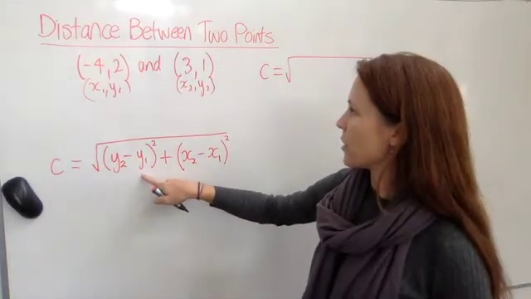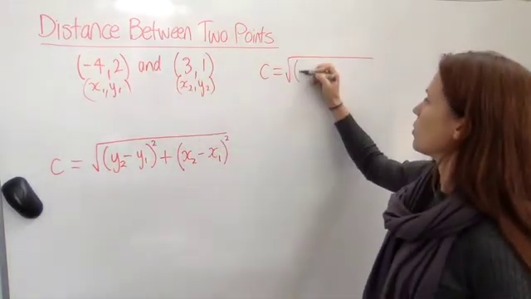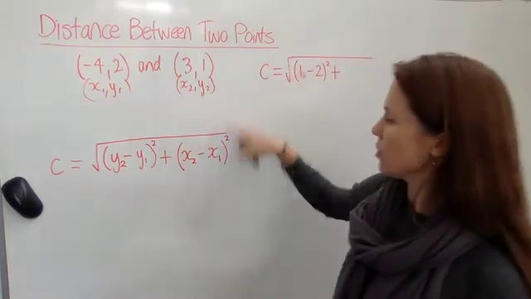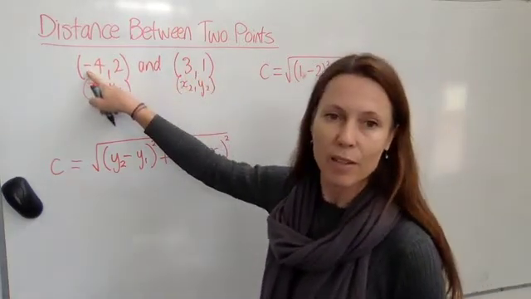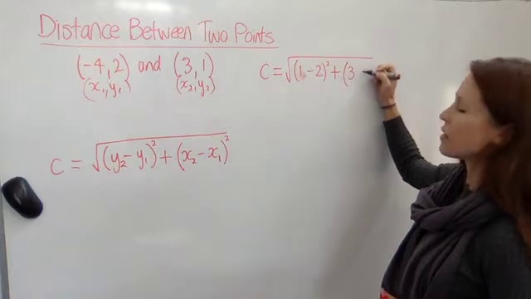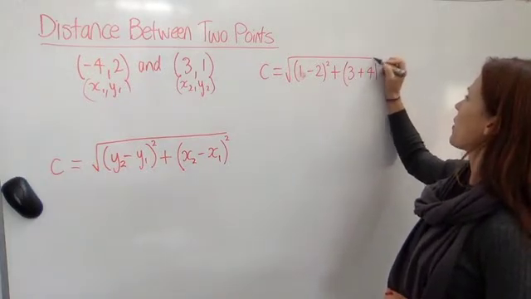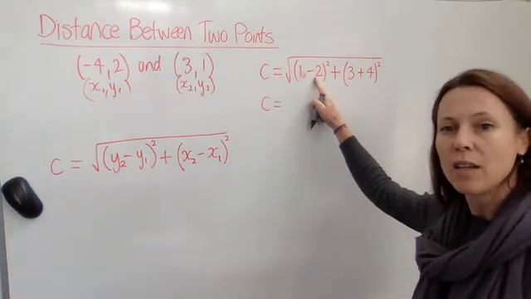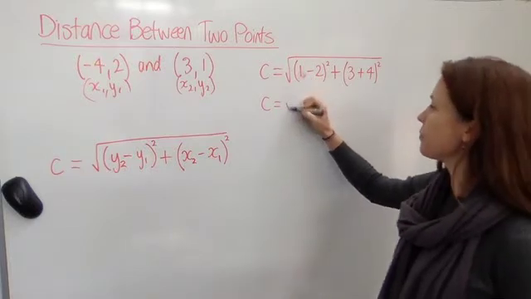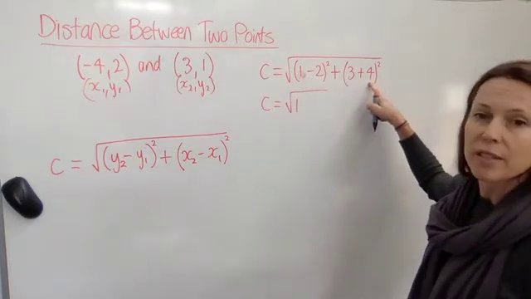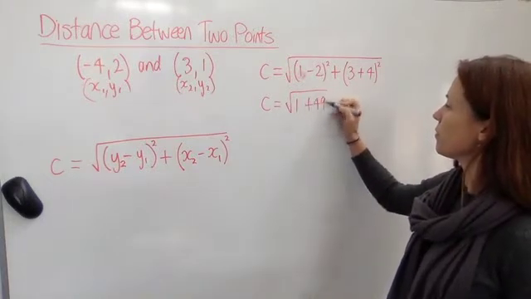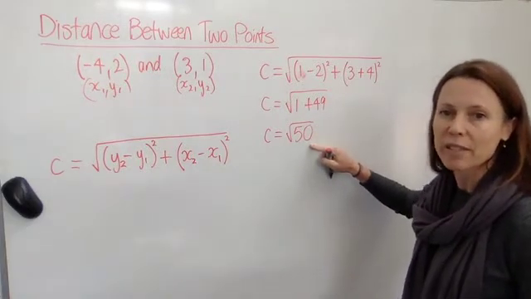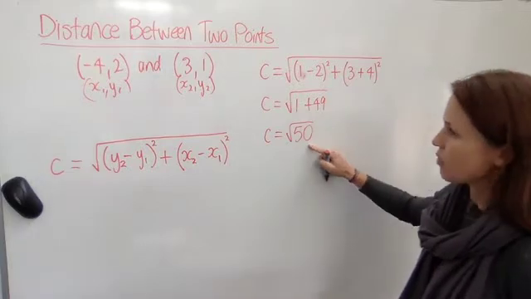All we need to do is y2 minus y1, so that'll be 1 minus 2, and square it, and then add it to x2 minus x1, that's 3 minus minus 4. Now 3 minus minus 4 is actually 3 plus 4. So I'll write that in, I can do that part in my head. And now we can figure out what we've got. 1 minus 2 is minus 1, and when you square minus 1 you get 1. And 3 plus 4 is 7, squared is 49. So C must be the square root of 50, which is not an exact whole number. It's going to be 7 and a bit because the square root of 49 is 7.